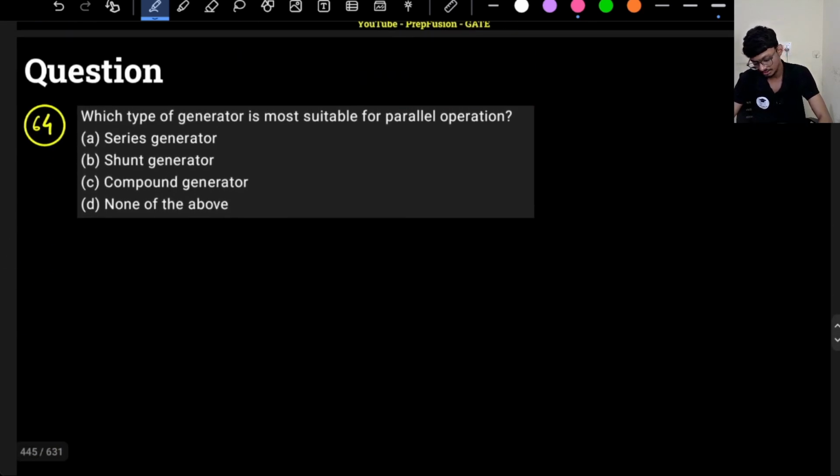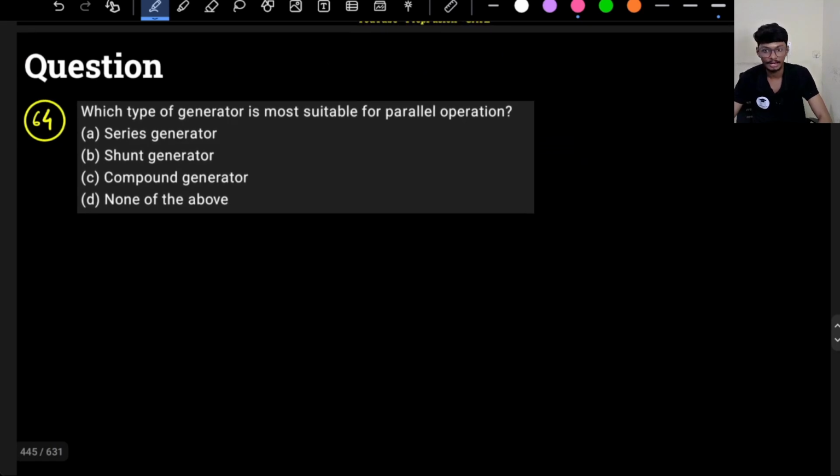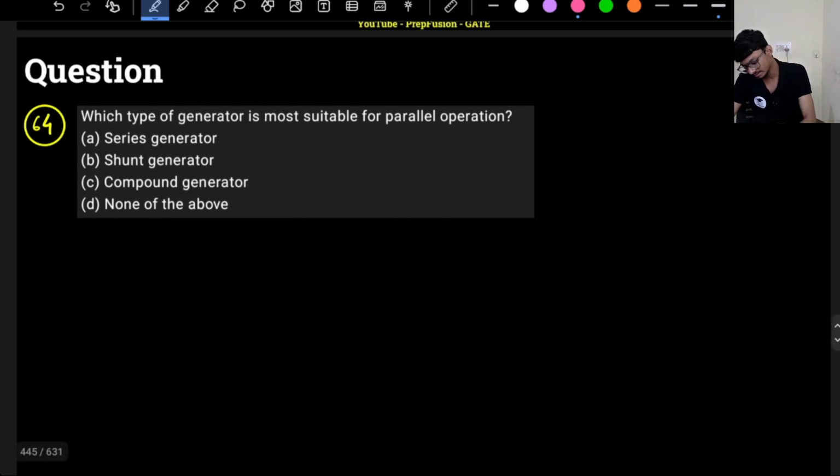Okay, which type of generator is not suitable for parallel operation? So here, all these three: series generator is not suitable, compound generator is not suitable, only shunt is suitable. Why?